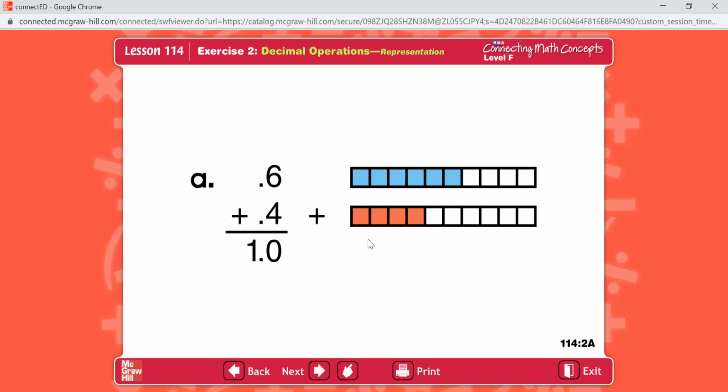Now, move tenths from the bottom row to show the answer. Cross out the tenths you move in the bottom row. So you cross these out and then you shade them in up here.